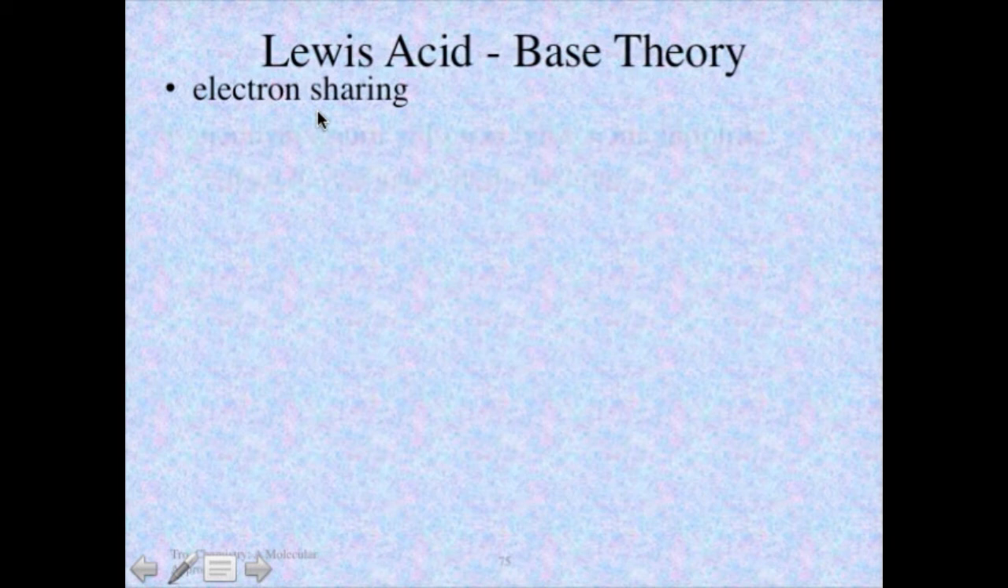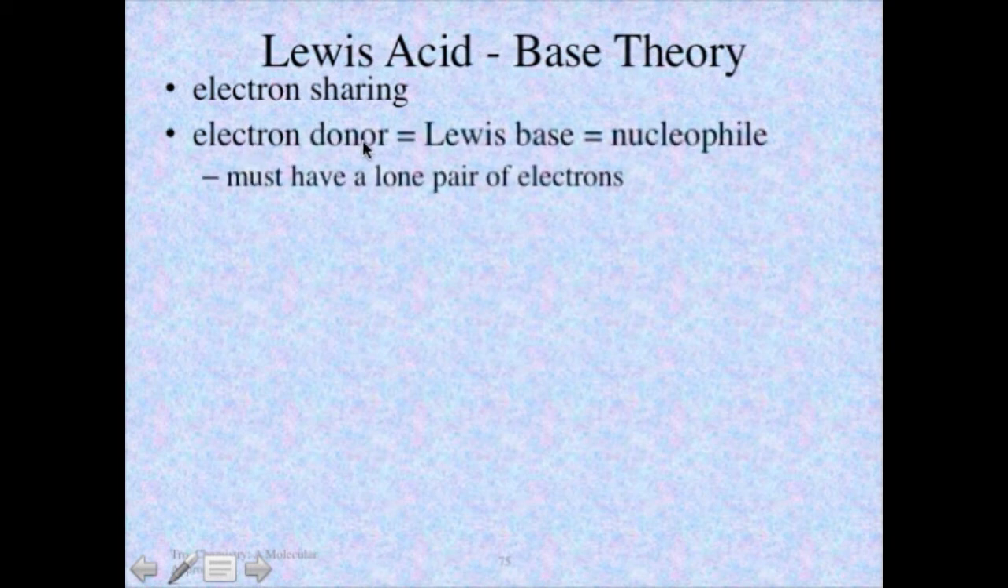We've looked at acid-base theory from the perspective of Bronsted-Lowry and from Arrhenius. The Lewis acid-base theory focuses on electron sharing rather than the sharing of a proton. It defines the electron donor as the Lewis base, which is a nucleophile, literally a species that loves a nucleus, and after all, a nucleus is where the proton is.